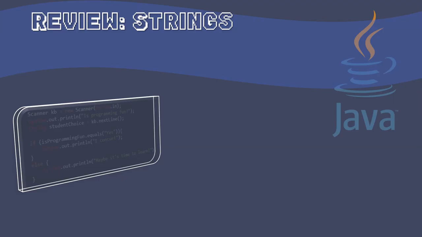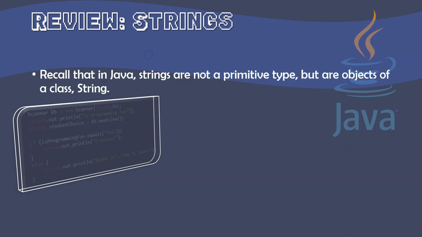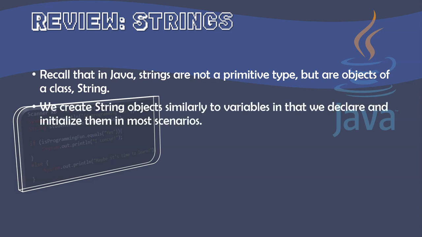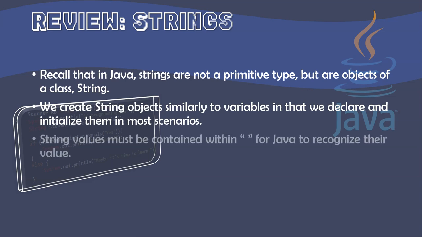All right, the other thing we need to talk about, of course, is strings. And if you recall, with strings, they are not a primitive type in Java, but are actually objects of a class called String with a capital S. Now, we create string objects very similar to how we do variables in that we declare and initialize them in most scenarios. So string values have to be within quotes in order for Java to recognize what their value is. If I just say string name equals my name and I don't put quotes around my name, I'm probably going to get an error.